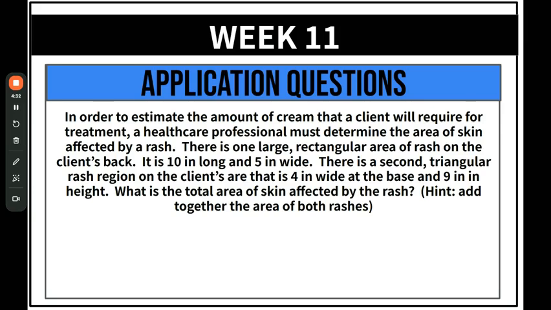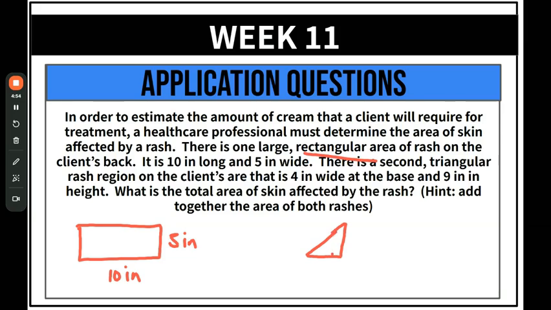Okay, so let's help ourselves out and draw a picture. So we've got one rectangular area that we know is 10 inches long and 5 inches wide. And then we've got a triangle that's 4 inches wide at the base and 9 inches in height. Okay? So we want to know the total area of these two shapes together.